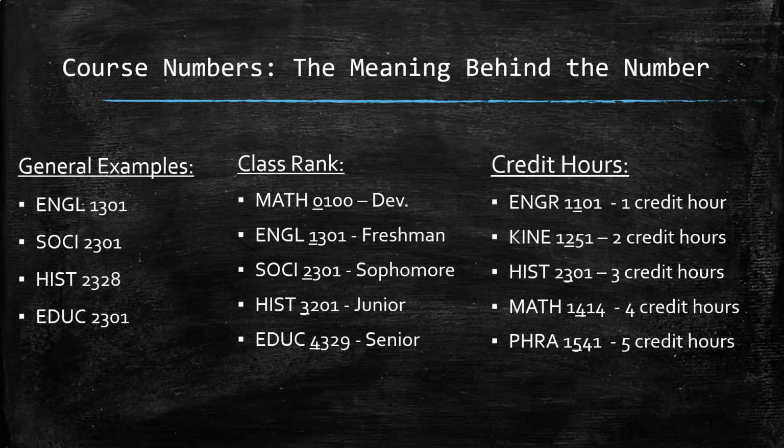Now, the second number tells us how many credit hours the course is, and as long as it doesn't start with a 0, because that's a developmental or a non-credit based course, the second number always tells you the credit hours. So the engineering is 1, the kinesiology is 2 credits, history 3 credits, math 4 credits, and the pharmacy class 5 credits. The developmental classes that start with a 0 work a little differently, so it's best to go ahead and look up their number of credit hours in the catalog. Sometimes they count, sometimes they don't, but they do not follow that rule I just taught you about the second number. It has to be an academic course.